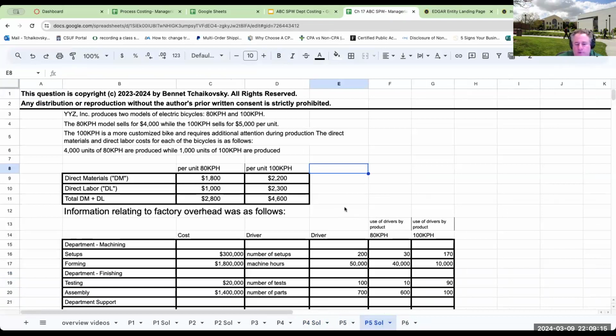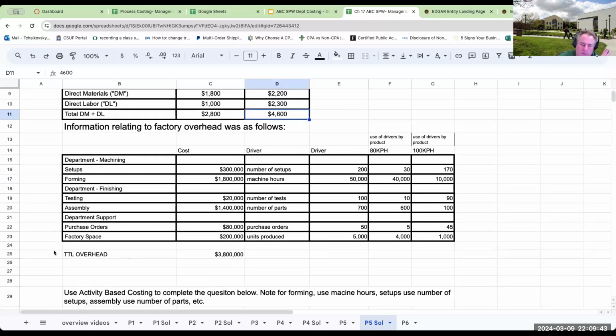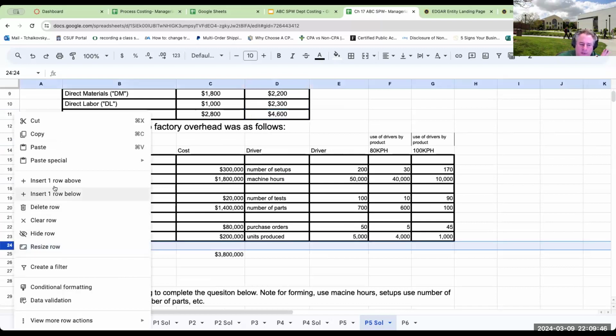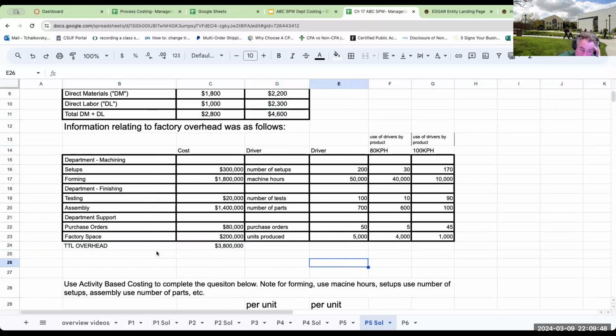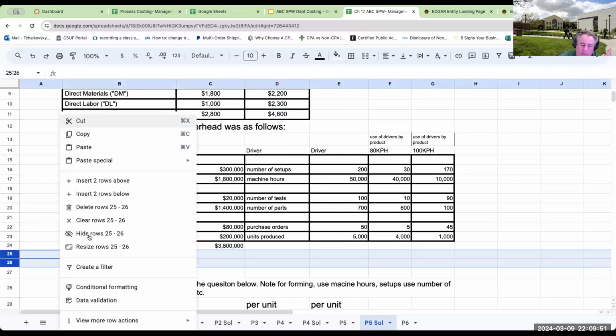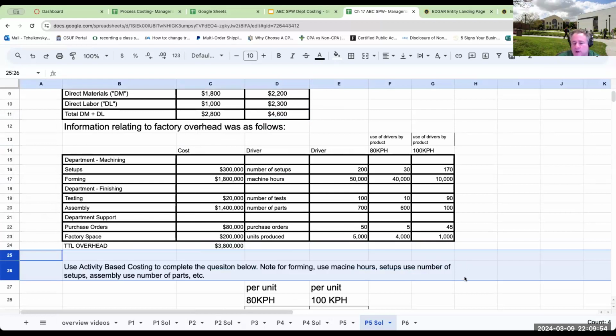As we're going through and looking at these questions, we've got YYZ, which produces two models of electric bicycles. One sells for 4,000 while the other sells for 5,000. We had direct materials and direct labor. When I'm giving an exam covering this chapter, I'm going to give a certain data set and ask my student to compute things two ways: one using single plant-wide, the other using activity-based costing.